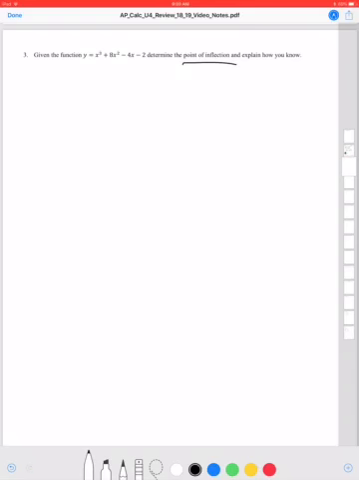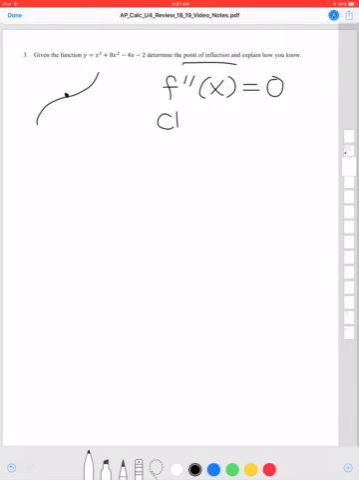All right, number 3 on the Unit 4 review, we're looking for the point of inflection. That is the place where the graph changes from concave up to concave down, or concave down to concave up. All right, so that is going to be the second derivative that we're interested in.